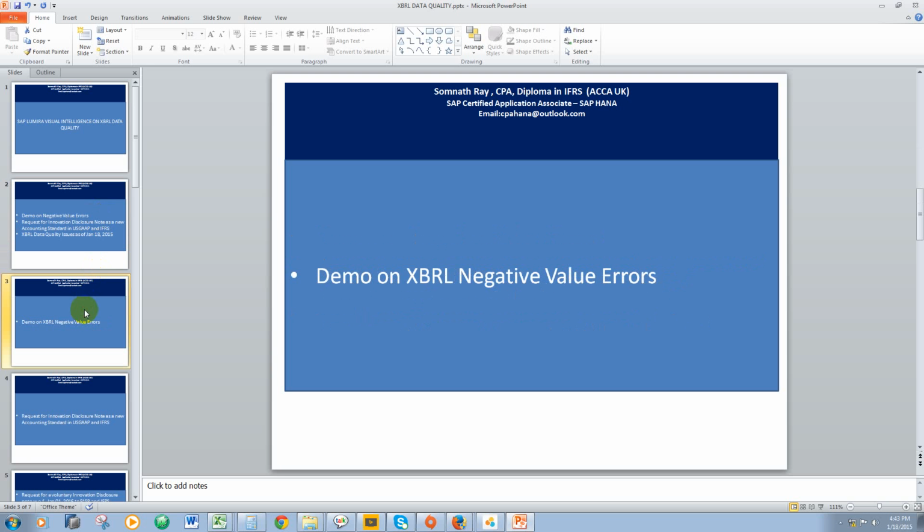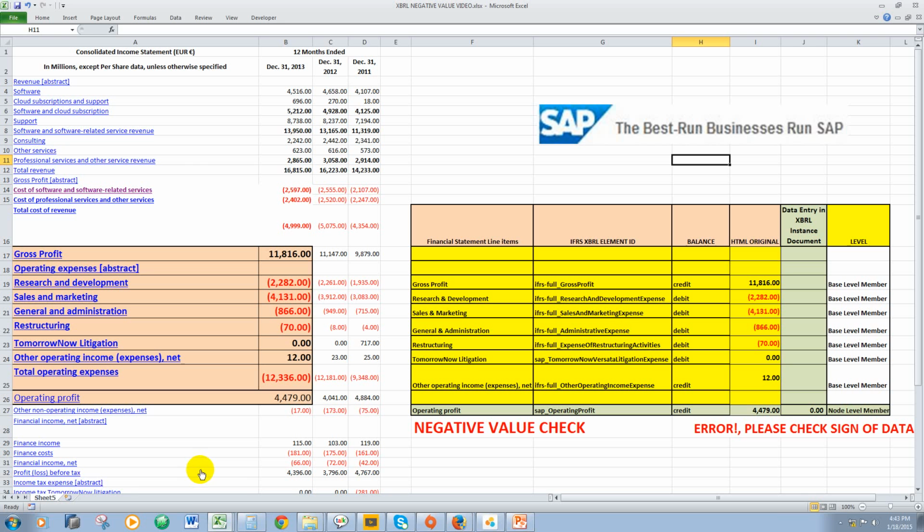So the first part will be a demo on XBRL negative value errors. We are looking at a spreadsheet over here, and the demo will be done within this section. This is SAP's financial statements as of December 31st 2013, which is prepared under IFRS, and the numbers are shown in millions and in euros.